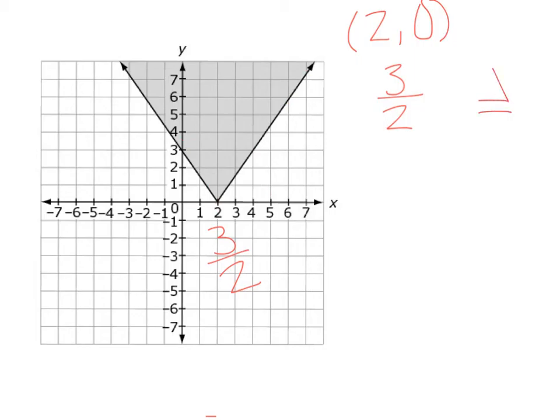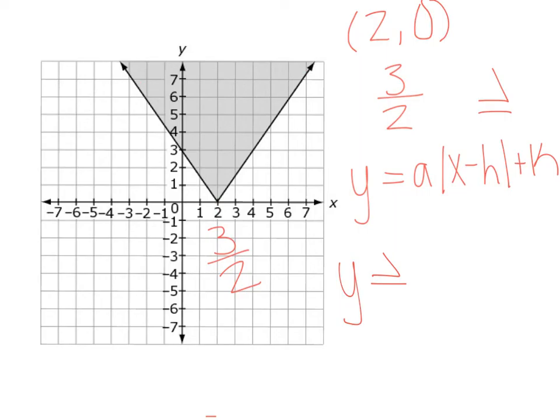And then I just need to plug it in. So remember the form, y is equal to a times the absolute value of x minus h plus k, except instead of an equal sign, I'm going to be using this inequality. So y is greater than or equal to 3 over 2 times the absolute value of x minus 2, plus 0. And then if we can simplify, we will.